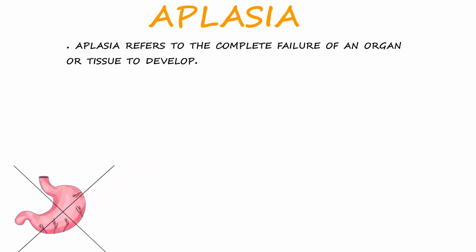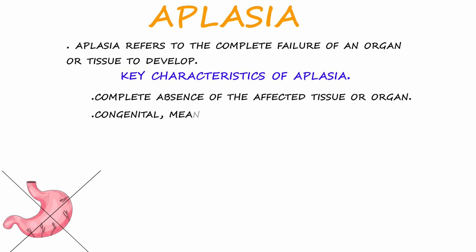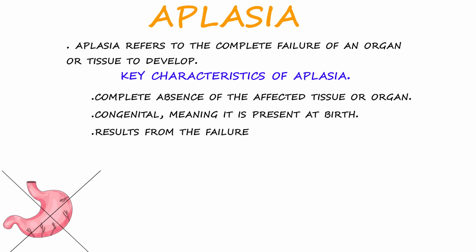Let's review the key characteristics of aplasia. Aplasia results in the complete absence of the affected tissue or organ. It is typically congenital, meaning it is present at birth. Aplasia results from the failure of precursor cells during embryonic development. Unlike some other cellular adaptations, aplasia cannot be acquired later in life. Aplasia refers to the complete failure of an organ or tissue to develop.